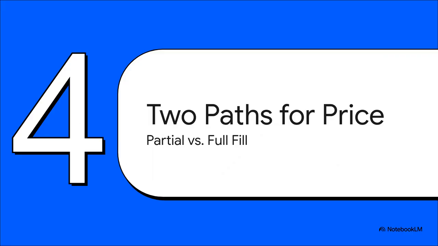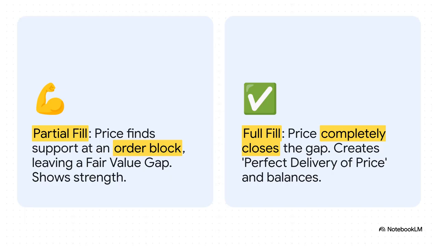Okay, so once the vacuum block forms, ICT teaches us that the market has a very, very high probability of wanting to return and fill it in. And this usually happens in one of two ways, either a partial fill or a full fill. Let's break these down. On one side, you have the partial fill. This is when price dips into the gap but finds support inside it, usually at an order block. This actually shows a lot of underlying strength.